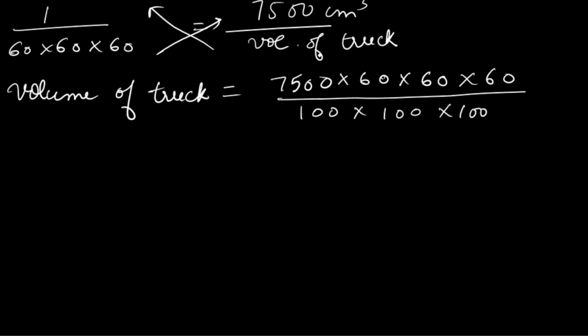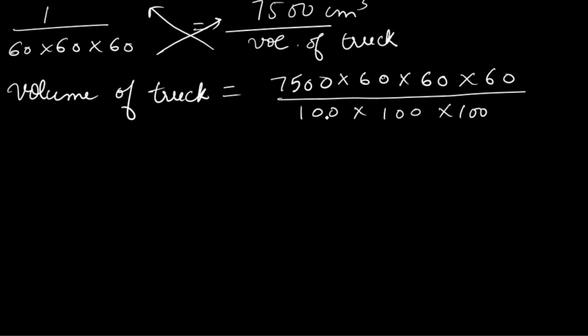Smaller to bigger means we have to do division. Centimeter to meter we have to convert, because in meter cube we need the answer. So division, why three times? Because centimeter cube is centimeter into centimeter into centimeter. So 3 centimeters we have to convert to 3 meters. That means meter cube. So that's why three times we have divided by 100.